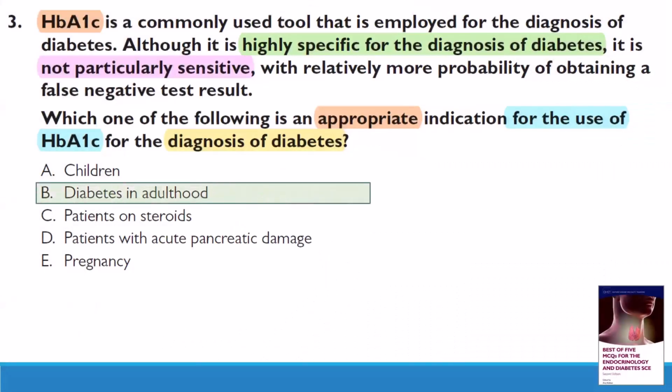But for type 1 and steroid-induced, if hemoglobin A1C is normal, it will not exclude diabetes mellitus. This is very important. If hemoglobin A1C is abnormal, we can use it. But if it is normal, we cannot use it to exclude diabetes mellitus. Yes, you are right.